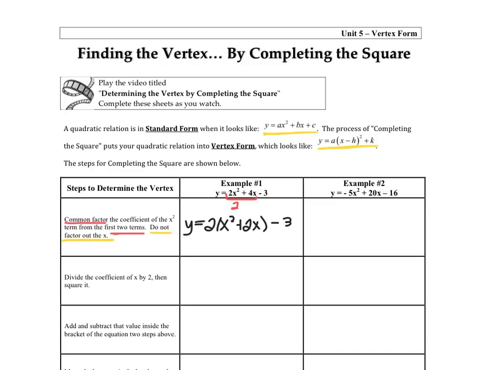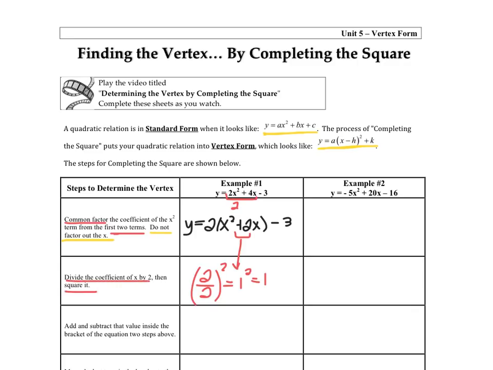Now, we are going to try to find a number that we can add and subtract inside this bracket to create a perfect square trinomial. To find this magic number, we divide the coefficient of x by 2, and then we square it. So for this value, I'm going to do 2 divided by 2, squared. 2 divided by 2 is 1, and when I raise it to the power of 2, I get 1. That's how you find your magic number: divide by 2, then square. That's important.